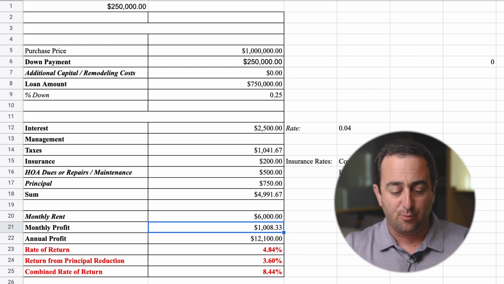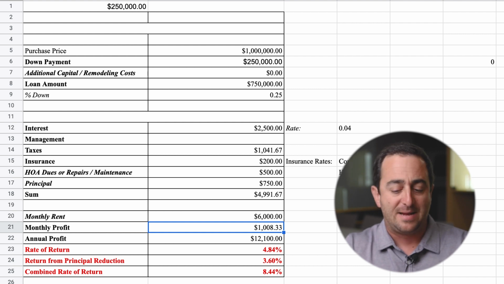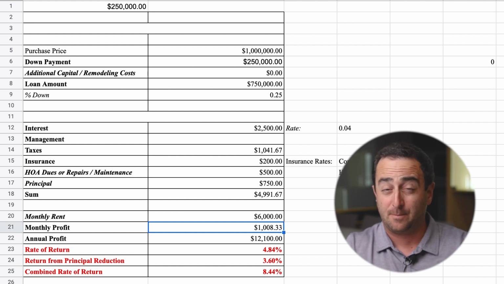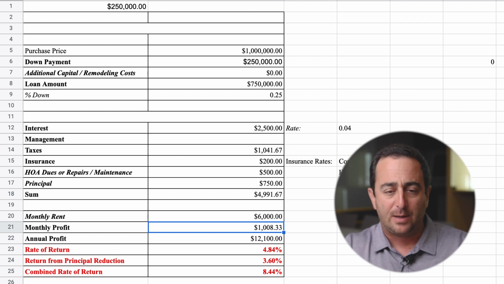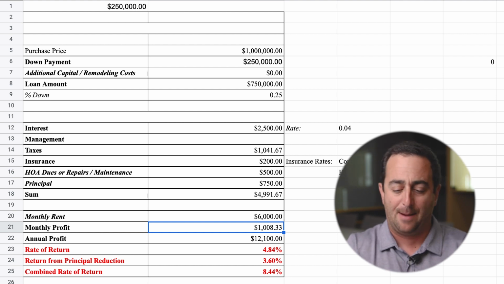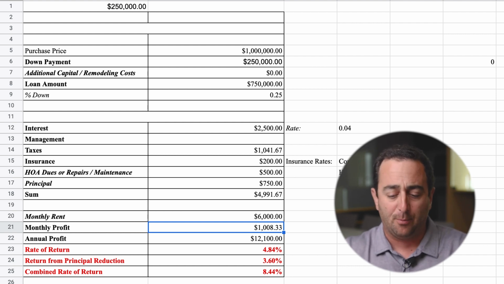The next line is the principal reduction. I get 3.6% of that $250,000 back every year. If I did an interest-only loan, I'd be getting all of that back as a cash flow profit. When you combine those two, you get to an 8.44% rate of return. I find generally that that's a very good rate of return, and if you were looking at property, that would probably be a property you would want to buy, assuming nothing else crazy is happening with the property. But if you could find something that generated an 8.44% rate of return and you liked all the other metrics on the property, this is probably a buy for you, right?